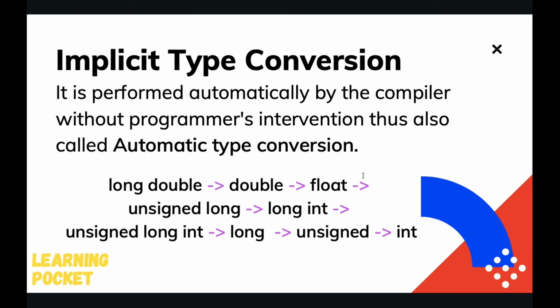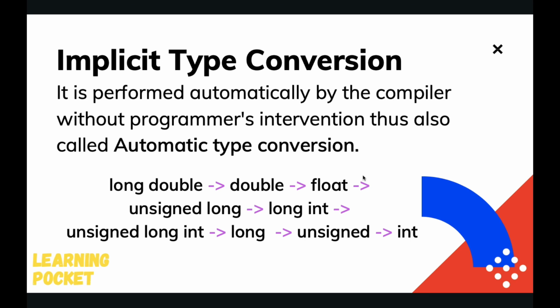So that was all about implicit conversions and explicit conversion, and this was all about unit 3. See you all in the next unit, which is unit 4.